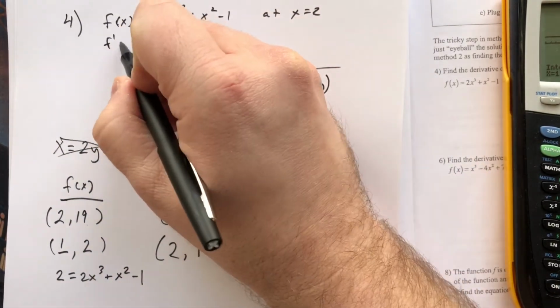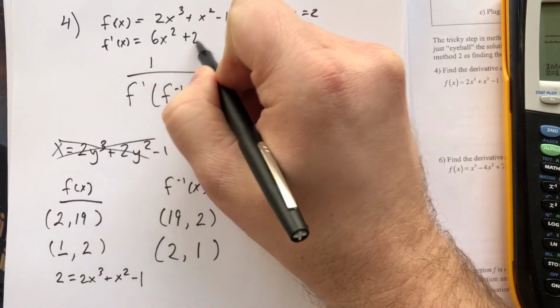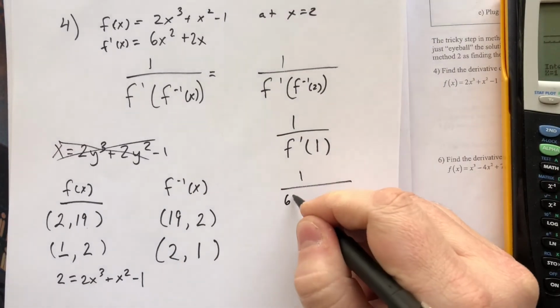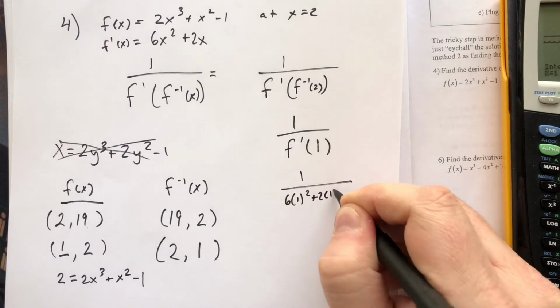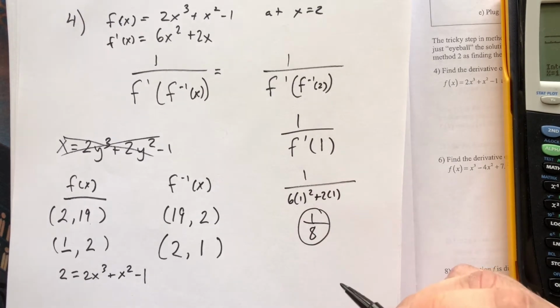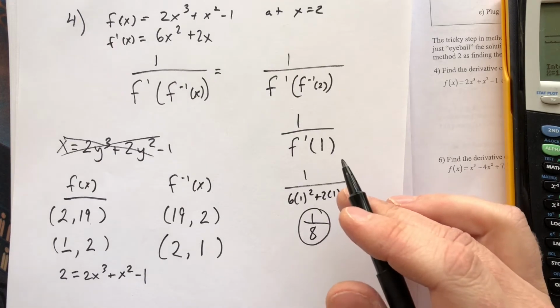Because f prime is just, what, 6x squared plus 2x, and the 1 goes away. So then we just plug in the 1. 6 plus 2, it's 1/8. This process is identical. It always works like this.